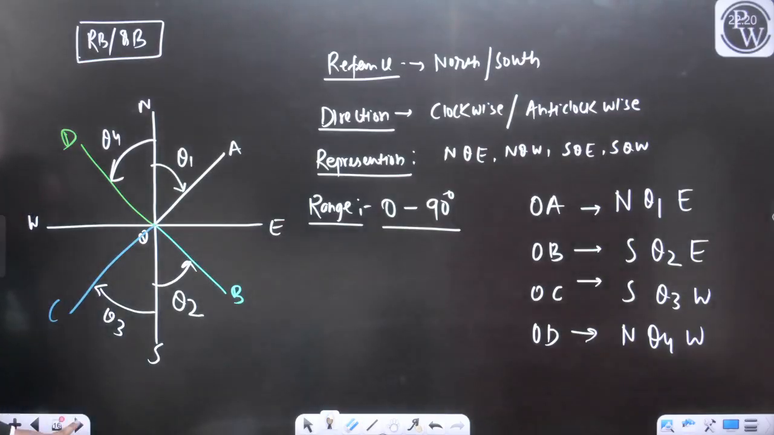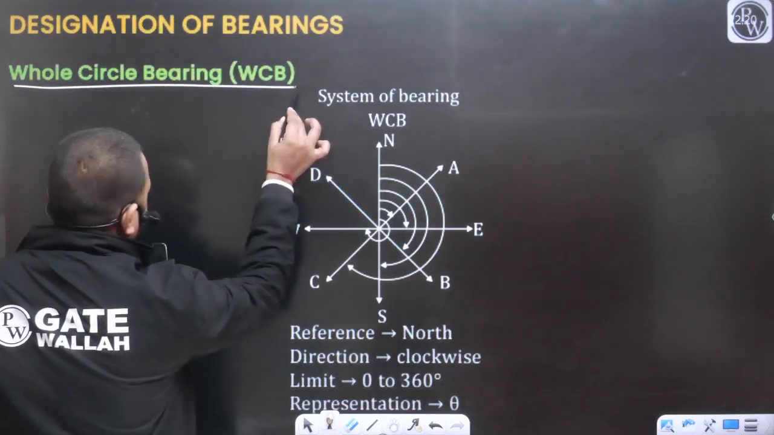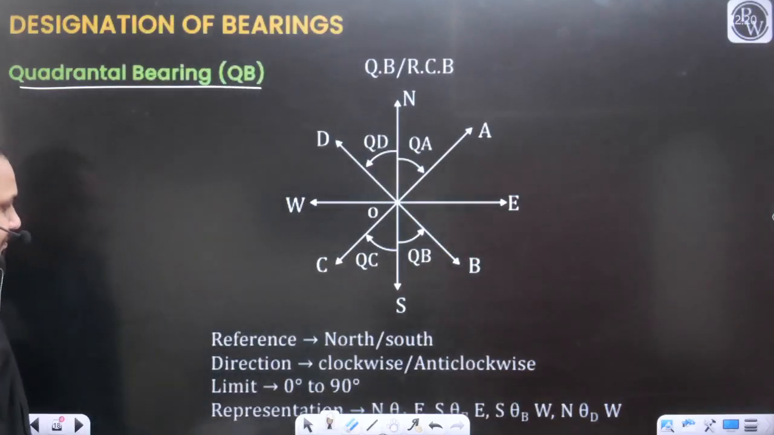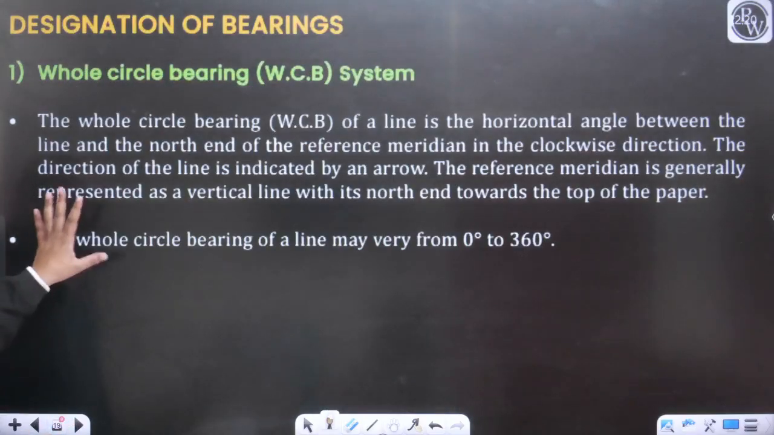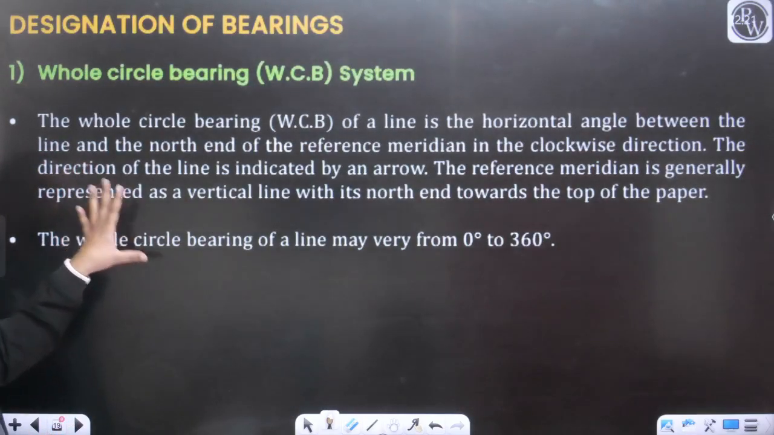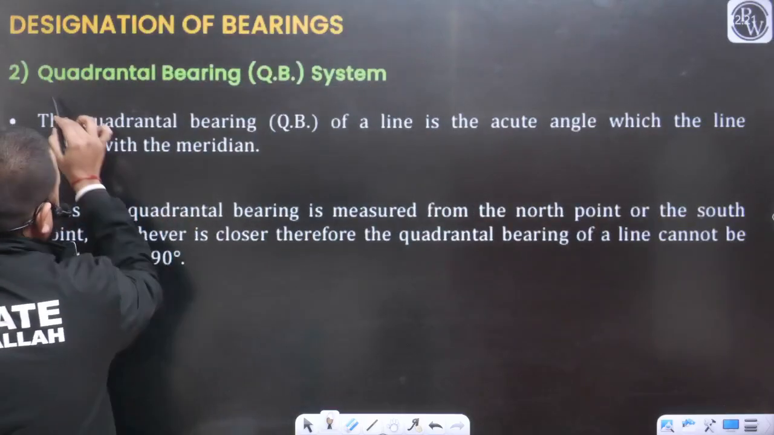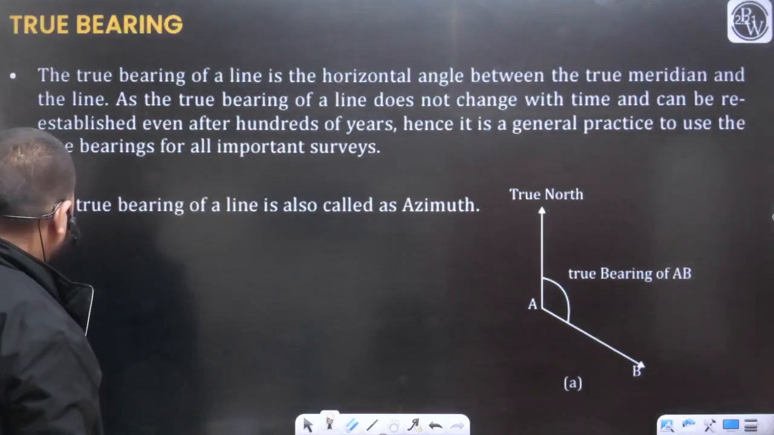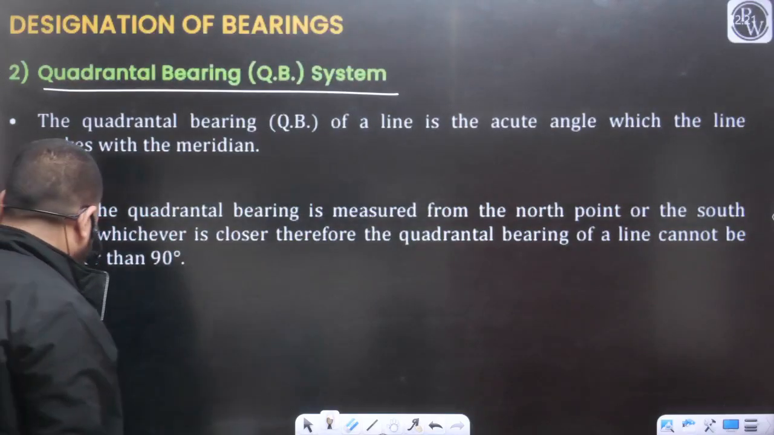So these are the representations. We have discussed the WCB system in detail, and we have discussed the RB or QB system in detail. All the features that I have explained are mentioned here related to the whole circle bearing system and the quadrantal bearing system. What is the application?